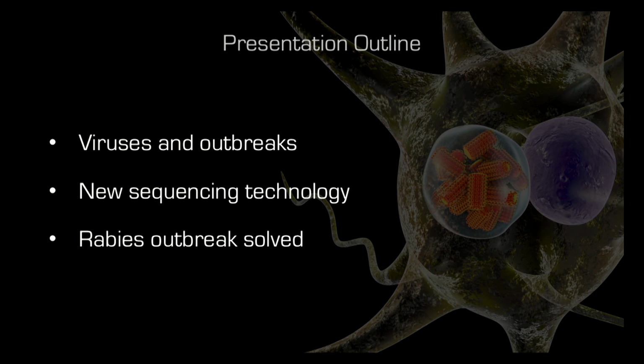So the presentation today, first I'm going to tell you a little bit about viruses, why they're interesting, and the types of outbreaks that they cause. And then Jonathan will be telling you about the new sequencing technology that allows us to look at viruses in a completely different way. And then finally, we'll discuss a rabies outbreak that occurred in Northern California a few years ago and how we use next-generation sequencing to understand the outbreak.